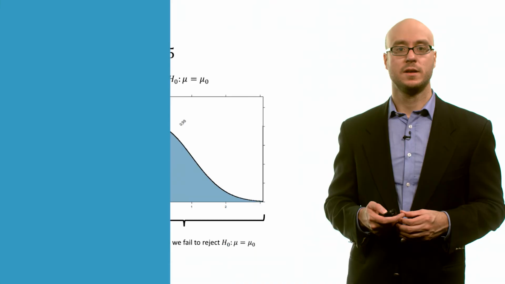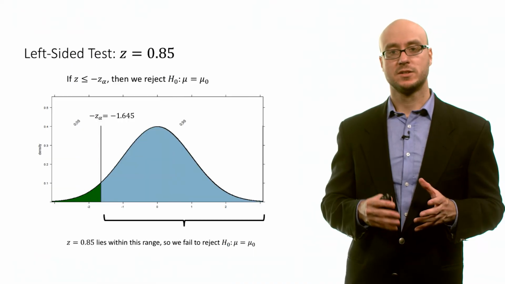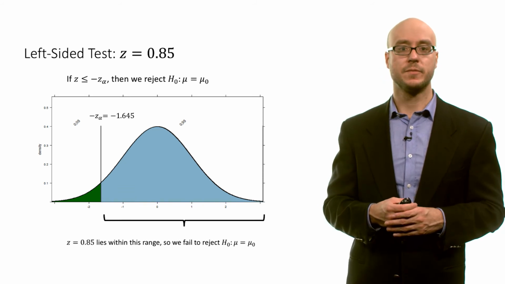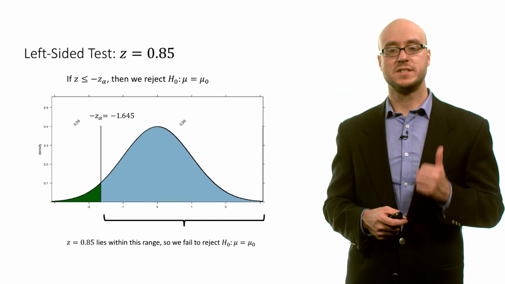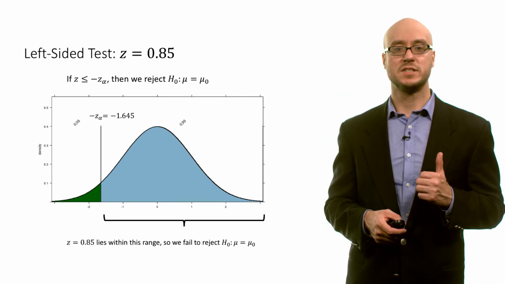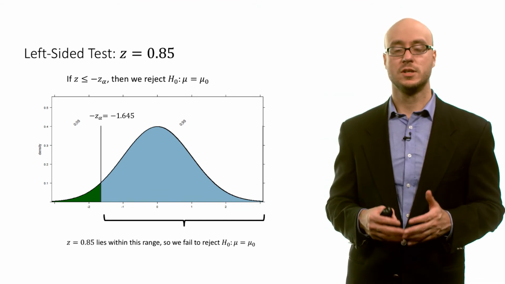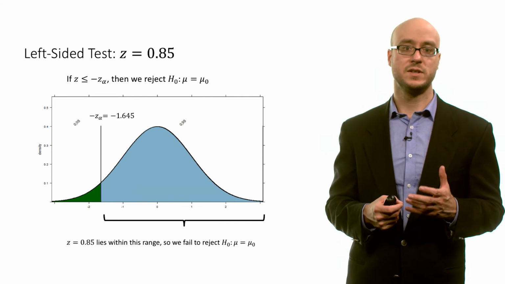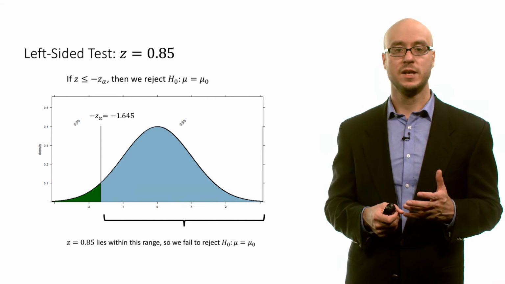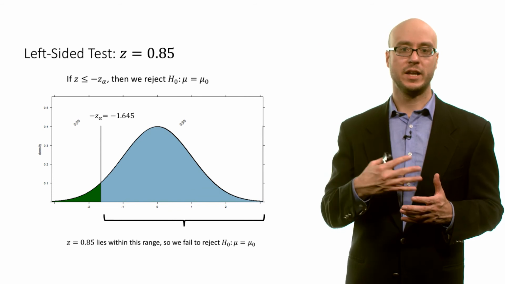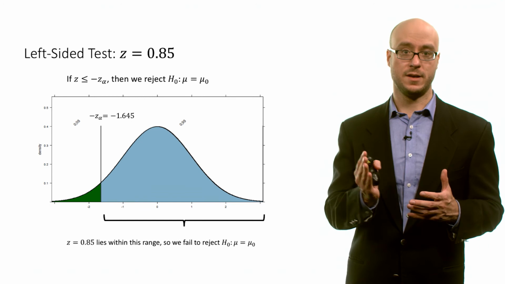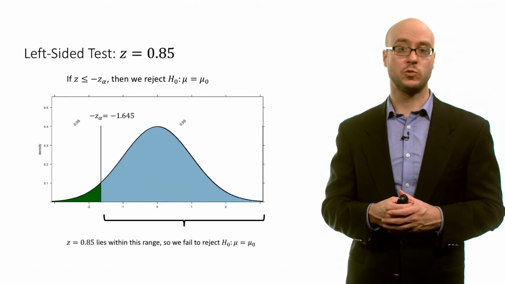hypothesis. For a left-sided test, we're going to look at these z-test statistics again. For a left-sided test, if the z-test statistic is less than or equal to negative z alpha, then we're going to reject the null. When we have alpha equal to 0.05, our value of negative z alpha is negative 1.645, meaning the probability of getting a more extreme, a more negative test statistic is 0.05. It's within that green region.